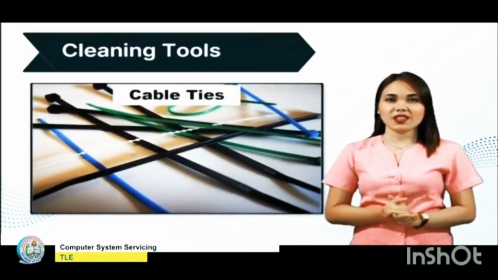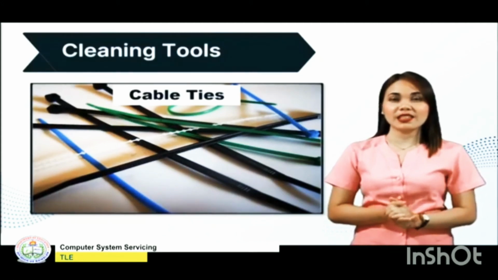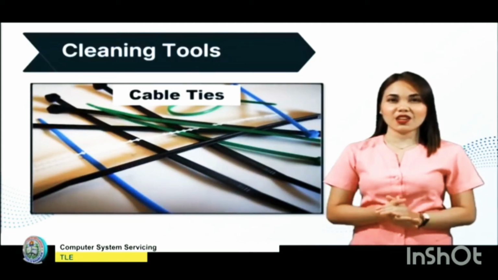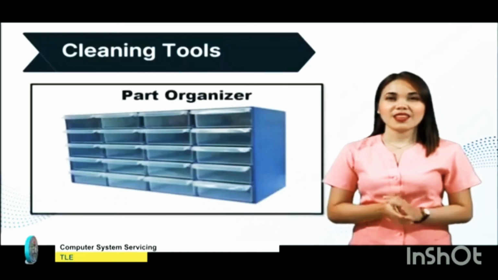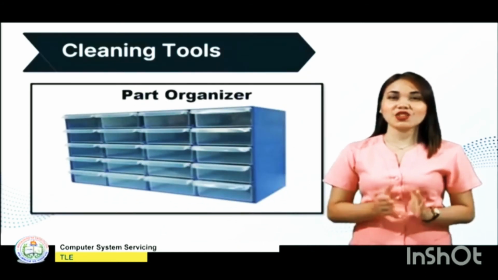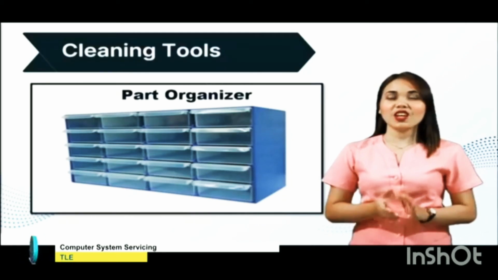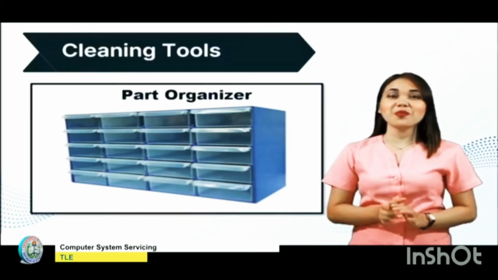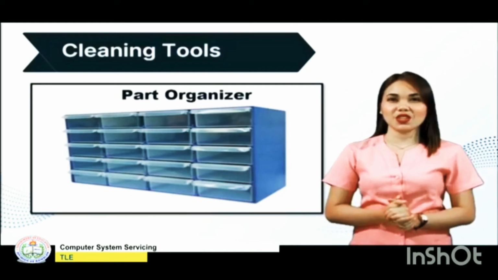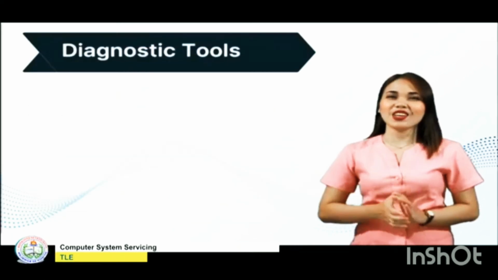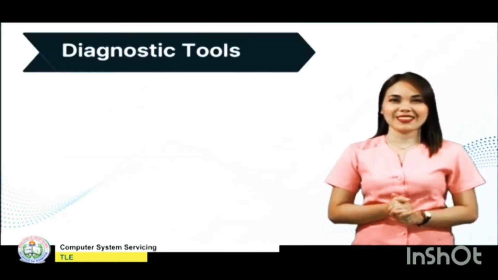Cable ties are used to bundle cables neatly inside and outside of a computer. The parts organizer is used to hold screws, jumpers, fasteners, and other small parts and prevents them from getting mixed together. Now, let's have the diagnostic tools to make sure that your computers are problem-free.